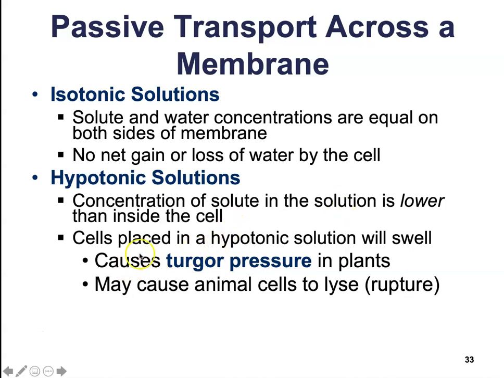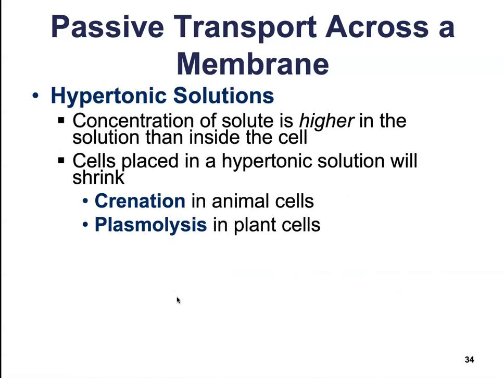In this case, it causes something called turgor pressure, and again, I addressed this in lab, because water is going to be drawn into the cell. In plant cells like this, they have the cell wall to protect them. Water is drawn into the cell, fills up the central vacuole, and helps maintain turgor pressure. However, in animal cells, it can actually cause those cells to lyse or rupture.